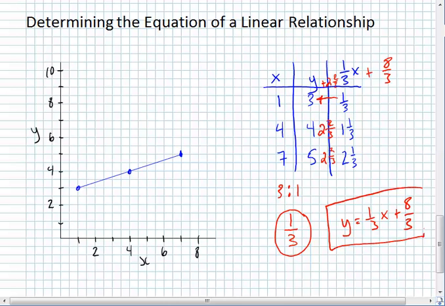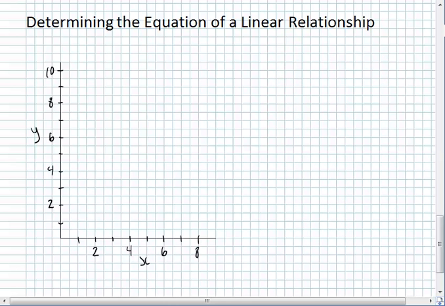And that equation relates them all. And if you don't believe me, go ahead, plug in 4 or 7 or whatever for x, and you'll get the appropriate value for y. It works every time. Okay, well, let's try another example that's a bit more straightforward.